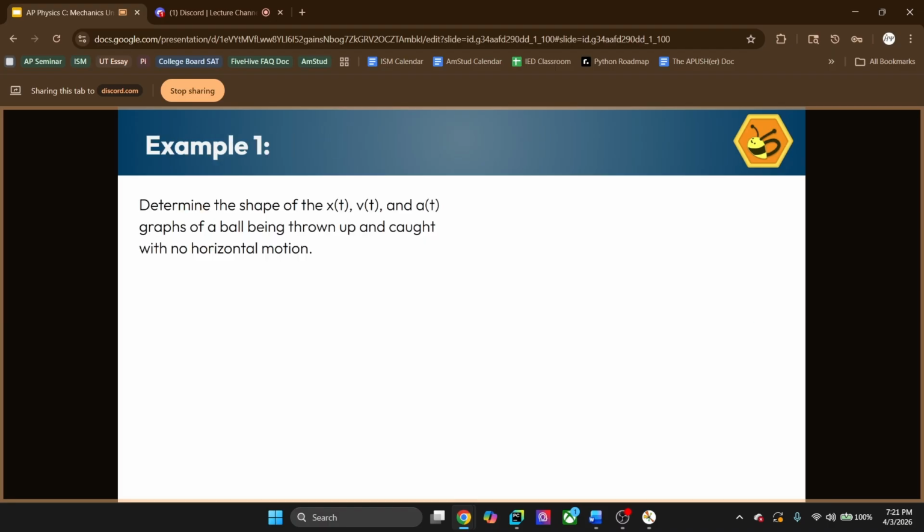Now let's look at an example. Determine the shape of the x of t, v of t, and a of t graphs of a ball being thrown up and caught with no horizontal motion. Okay, so what do we know of acceleration in this situation?